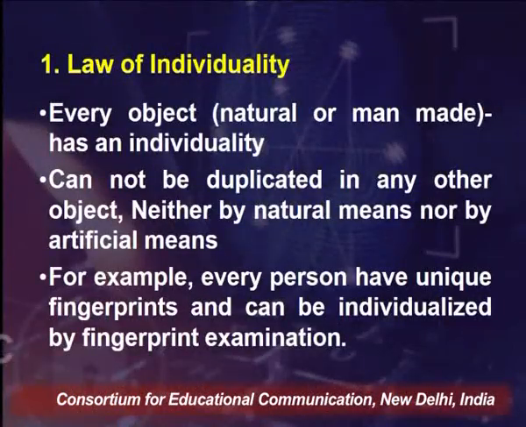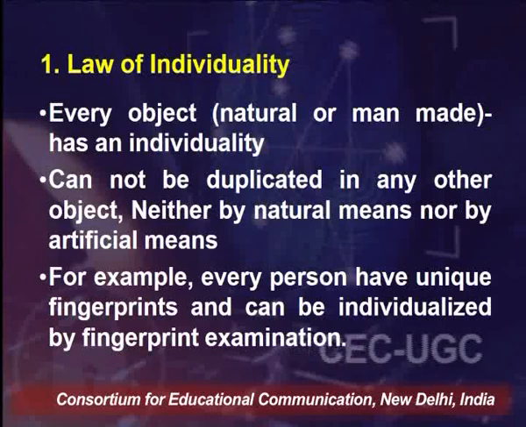Every object, natural or man-made, has an individuality. It cannot be duplicated in any other object, neither by natural means nor by artificial means. For example, every person has unique fingerprints and can be individualized by fingerprint examination. This law of individuality is the basis of forensic science. Each and every thing is unique and this individuality cannot be replicated. That forms the basis of forensic science.